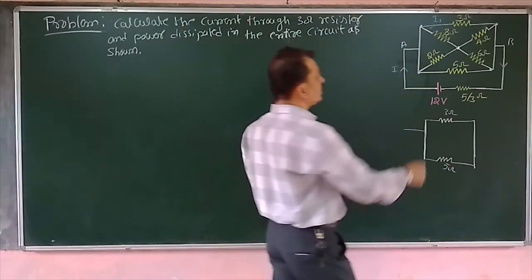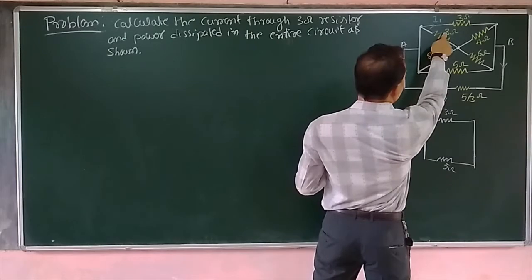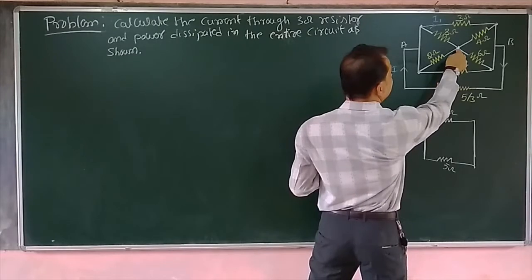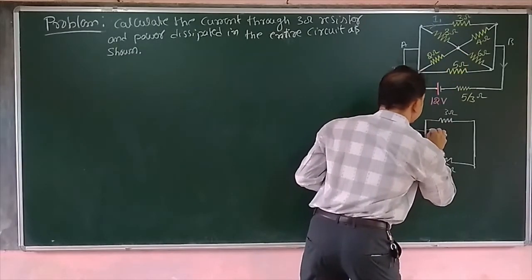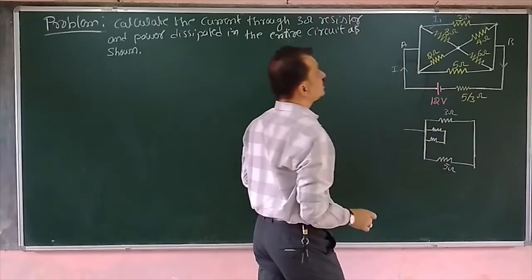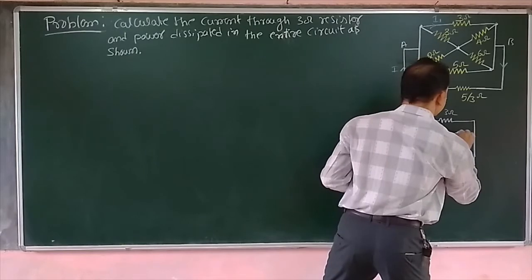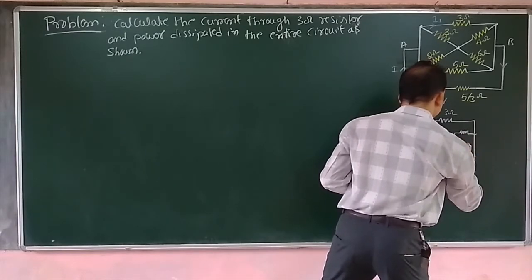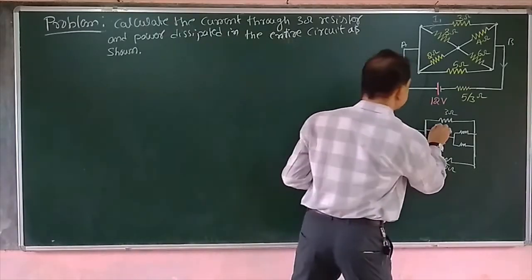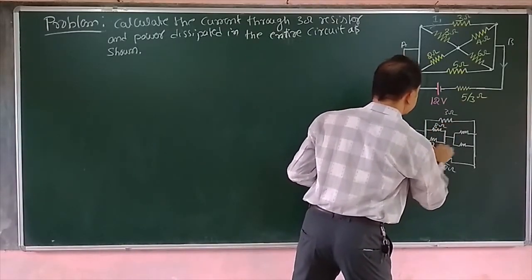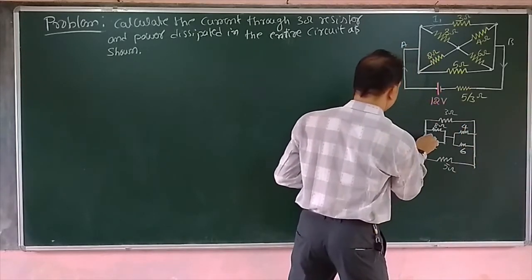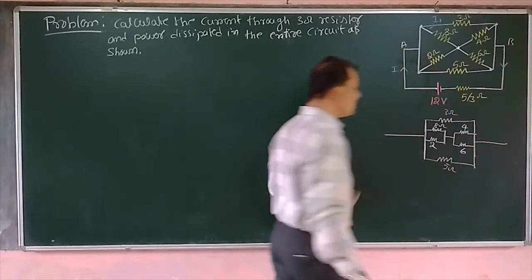Now look at the intermediate resistors. This 8 ohm resistor is in parallel with the 2 ohm resistor since there is a connection. So I will write it like this: this is 8 ohm, in parallel with the 2 ohm. Similarly, here we have one more junction. We can rearrange the resistors like this: here it is 8 ohm and this is 2 ohm, and this is 4 ohm and this is 6 ohm. Now we have to work out their equivalent.